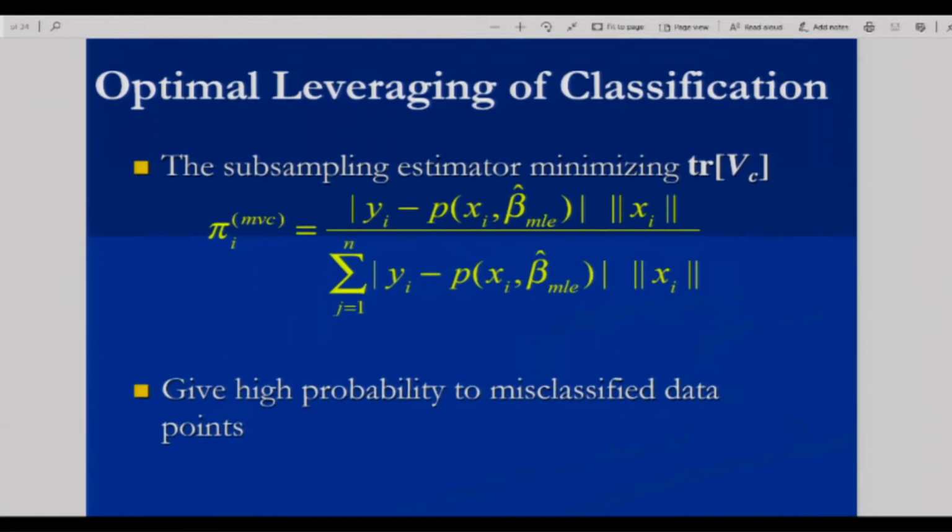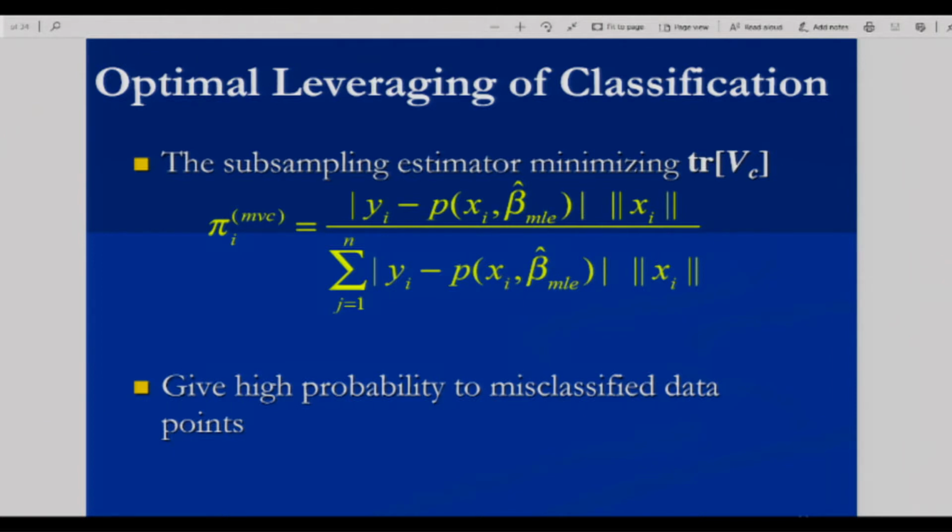Anyway, with respect to minimizing this asymptotic mean square error, we end up with a sampling probability that is something like this. Essentially, this is the predictor length, which we just saw, and this is another absolute value. Remember, in the context of logistic regression, y is either equal to 0 or 1. And this is the sampling probability.